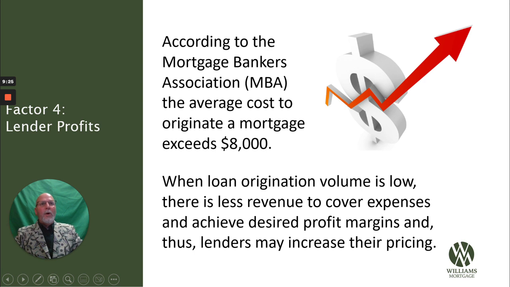Finally, factor number 4 is lender profits. Lender profit margins are the final factor discussed here and can vary widely depending upon the lender's business model, the competitive landscape, and the overall economic conditions. The greater the expenses a lender has, such as employee salaries, marketing costs, and technology expenses, the greater the revenues needed to pay both those expenses as well as the profit margin that's desired by the lender.